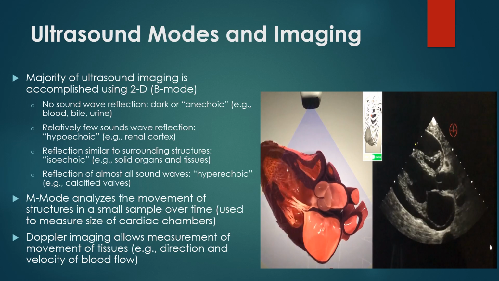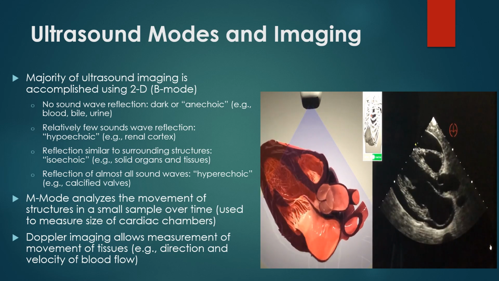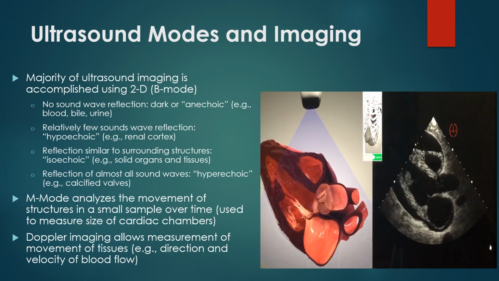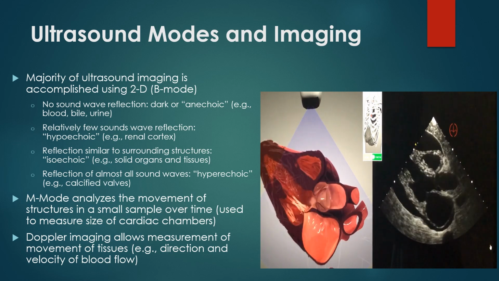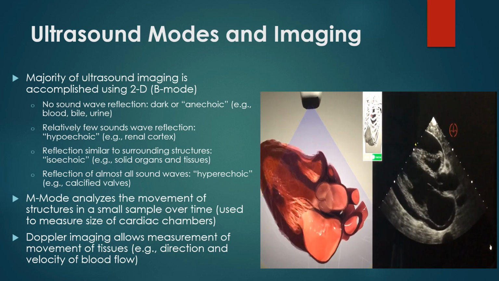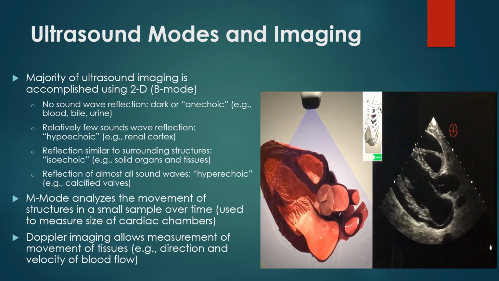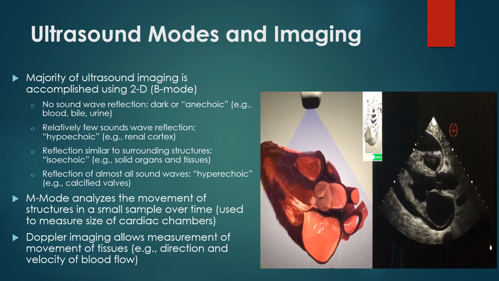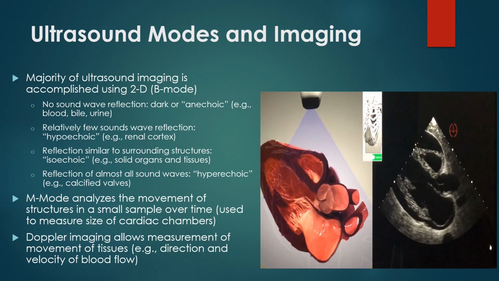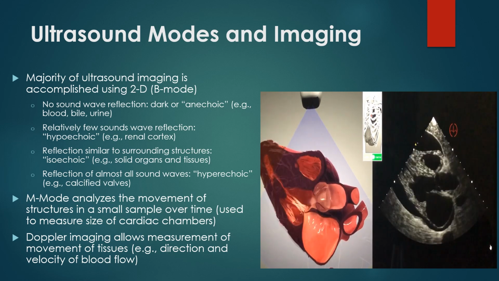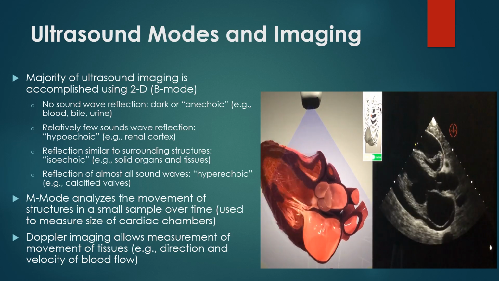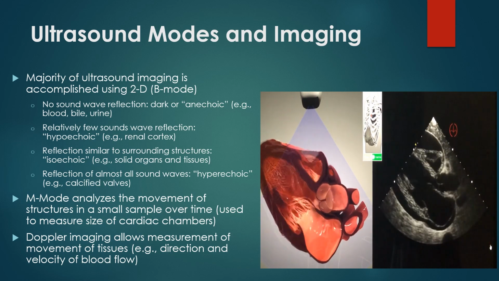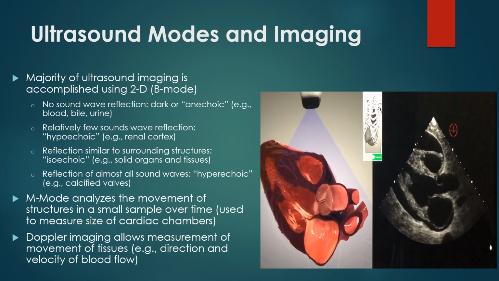M mode is a little bit different compared to brightness mode or B mode, and we use M mode a pretty good bit when looking at very active, very hyperdynamic structures, such as the left ventricle. If you're looking at changes over time, such as what happens to the IVC during ventilation to gauge volume, M mode is very useful for that. It analyzes the movement of structures in a small sample of time.